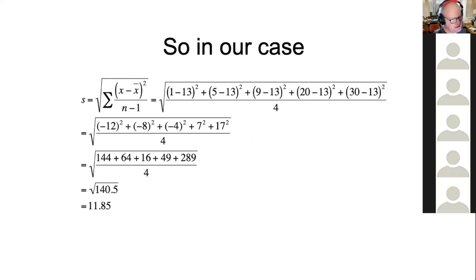So in our case, then, here we are. Blah, blah, blah, 1 minus 13, 5 minus 13, 9 minus 13, et cetera, et cetera. So we get all this, and we take the square root of that, and we get 11.85. So it's not 10.9 now, it's 11.85. 11.9. Good stuff.